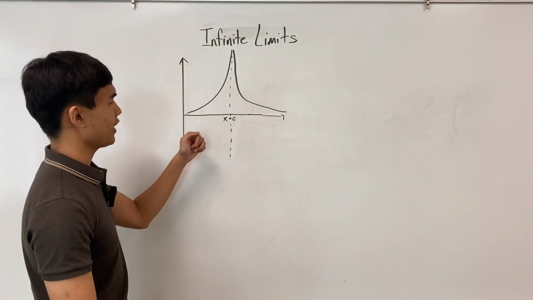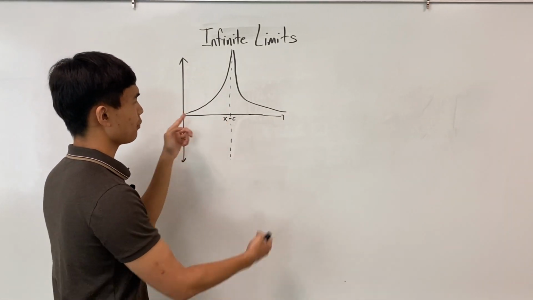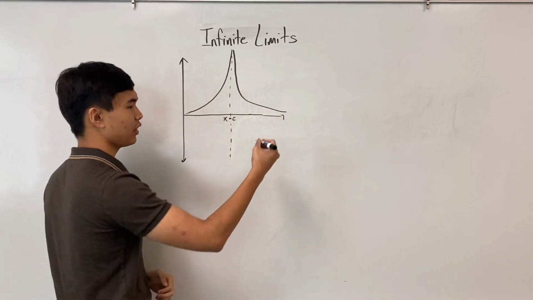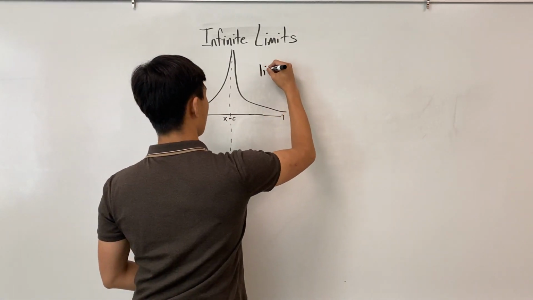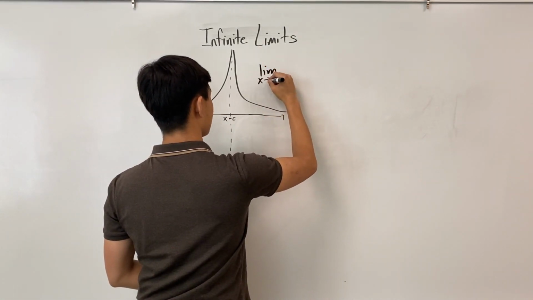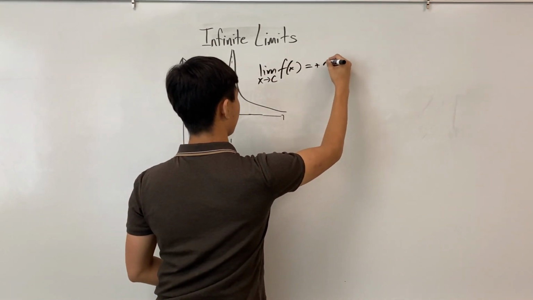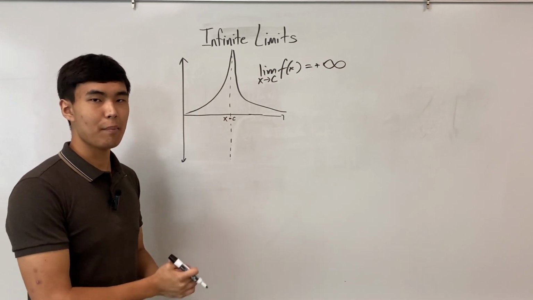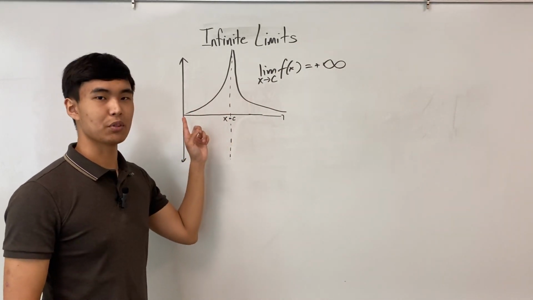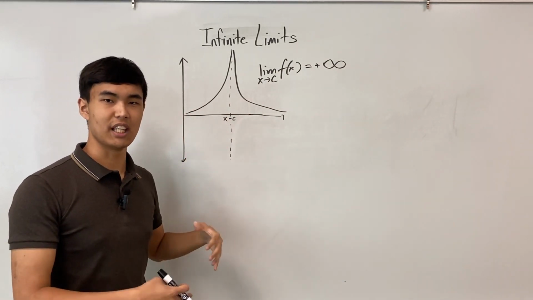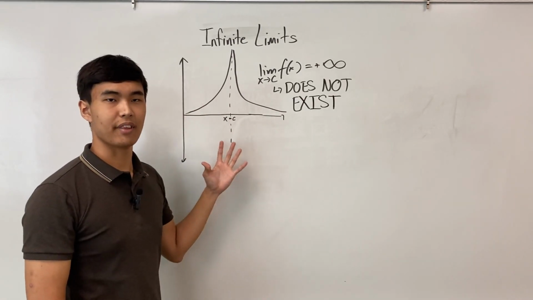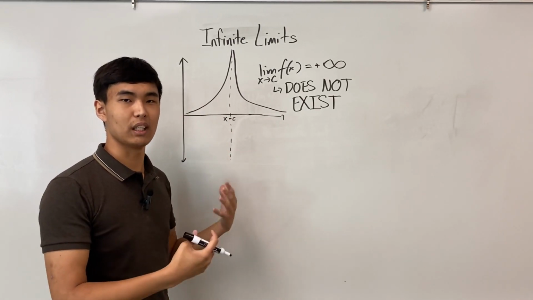And in this case, since as you approach c from either side it goes to positive infinity, we can just say the whole limit as x approaches c of f of x is positive infinity. You should still remember that even though the left limit equals the right limit, this limit does not exist. And the reason for that is because of the definition of what a limit is.